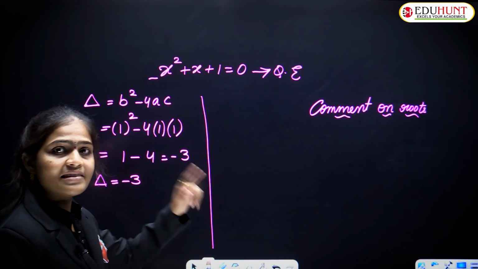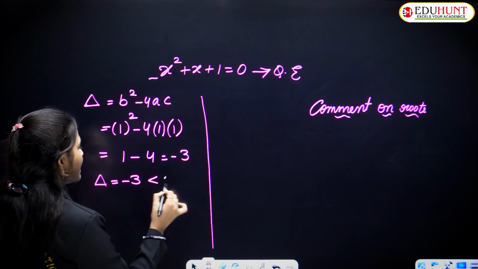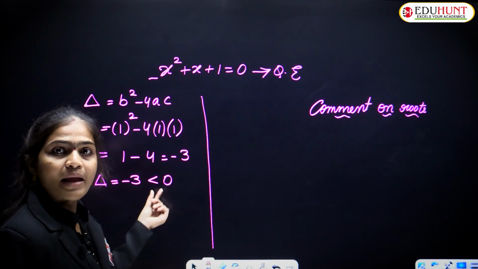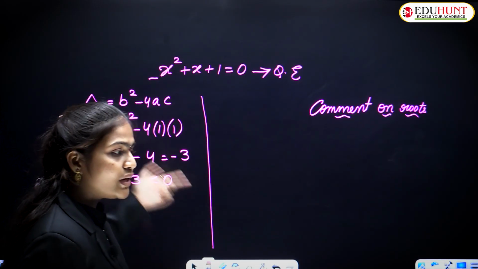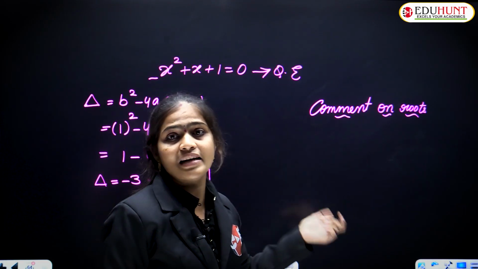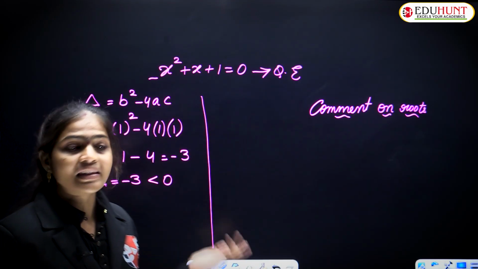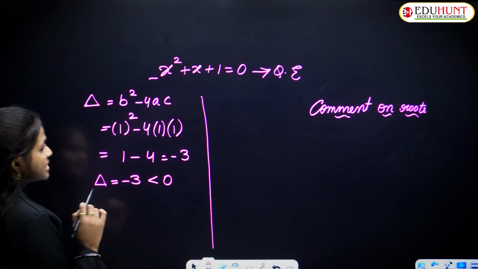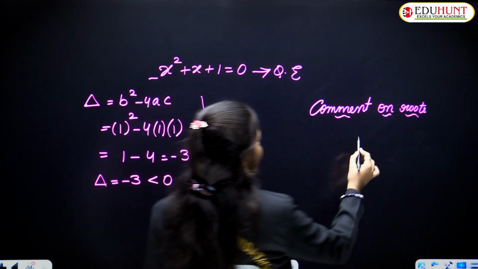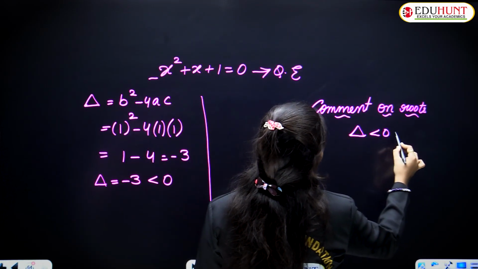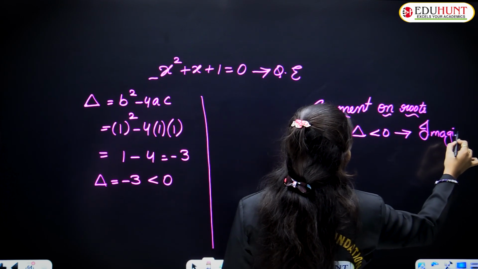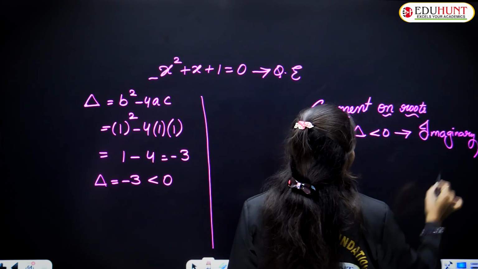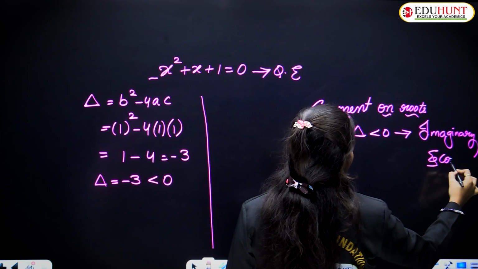Is that greater than 0 or less than 0? Less than 0. Why? Because here minus 3 is there, and minus 3 is less than 0. So we know the condition. If the discriminant delta is less than 0, then what will happen? If delta is less than 0, then the roots are imaginary and conjugate.